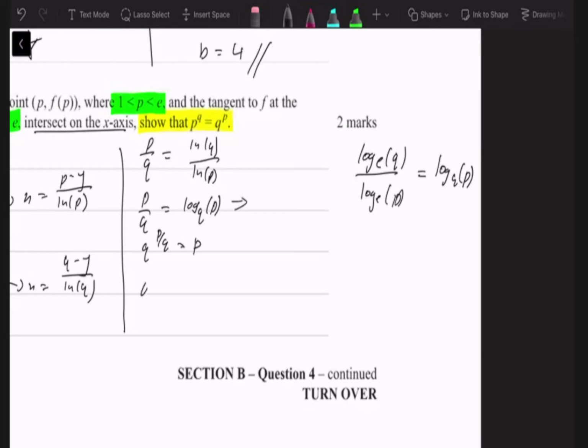And then you can multiply, but not multiply. So put both of these to the power q, p to the power q, 1 times q. And then the q's in this case will cancel and just become 1. So q to the p equals p to the q. And you have the answer.